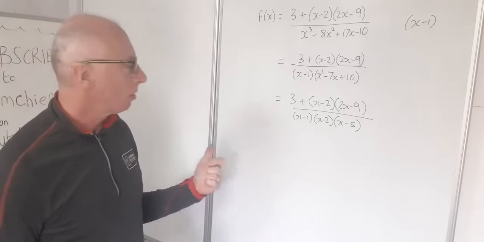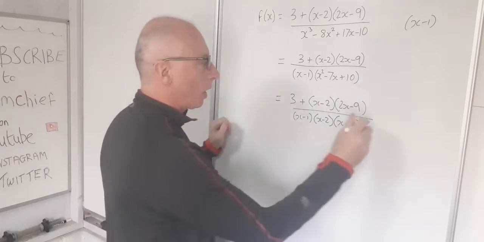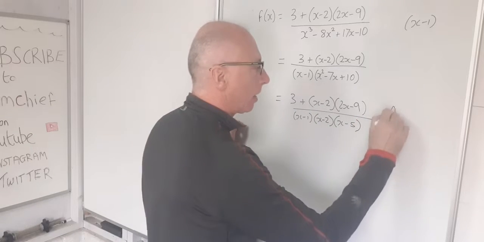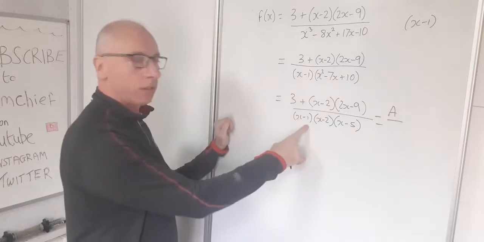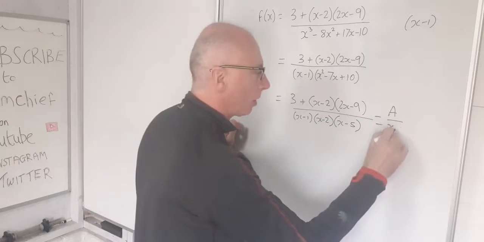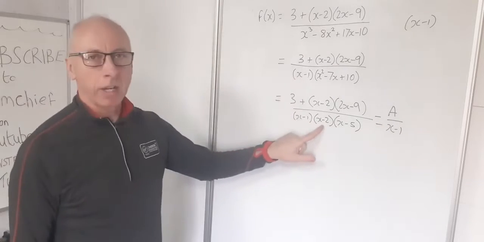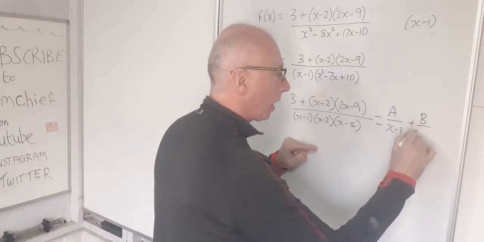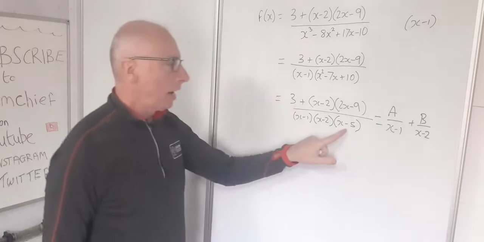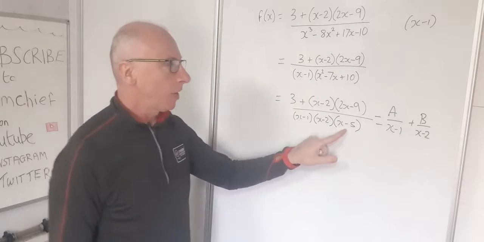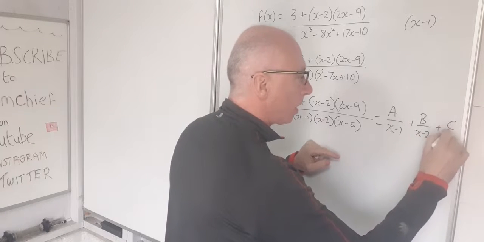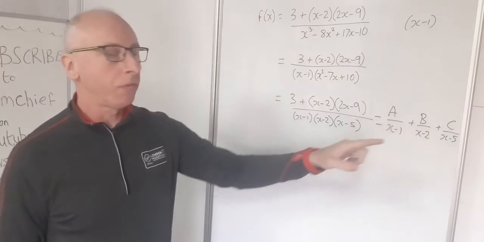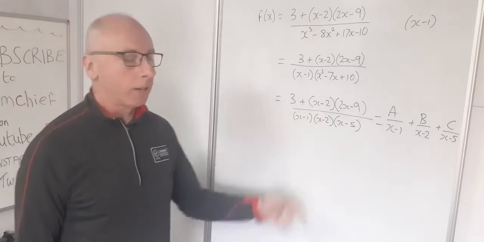So our setup for this can be, we can write this equation here, and it equals some constant a over this factor, so that's x minus 1. And then we've got this one here, x minus 2. So we need another constant now, b over x minus 2. And then break this one out of it, x minus 5. So we need another constant, c over x minus 5. Now these constants are all to be found by breaking this apart.